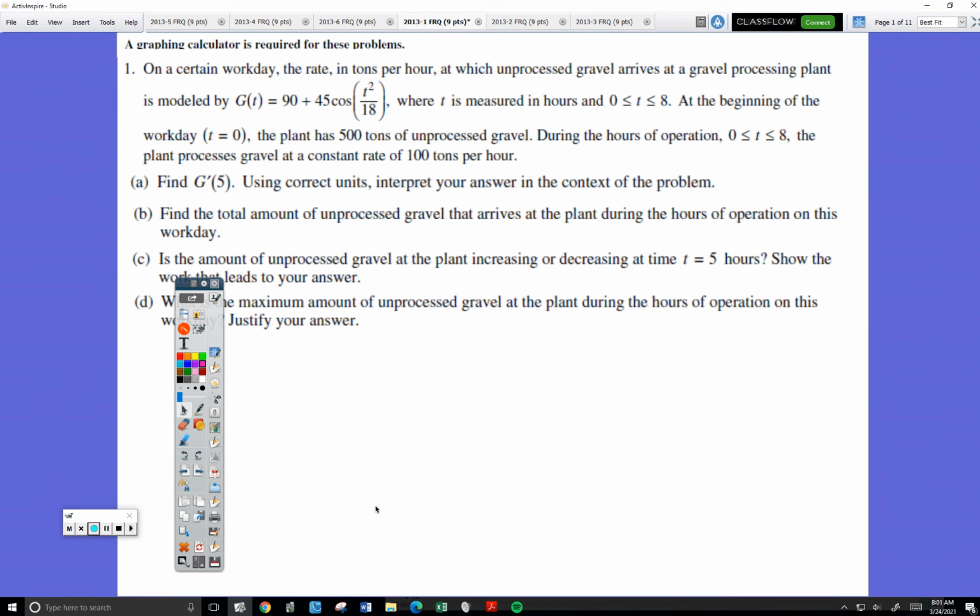Okay, it says in a certain workday, the rate, keyword is rate, tons per hour. So I don't even know what it is yet, I just know it's rate, tons per hour, at which unprocessed gravel, so we got gravel arriving, so that's an in rate.